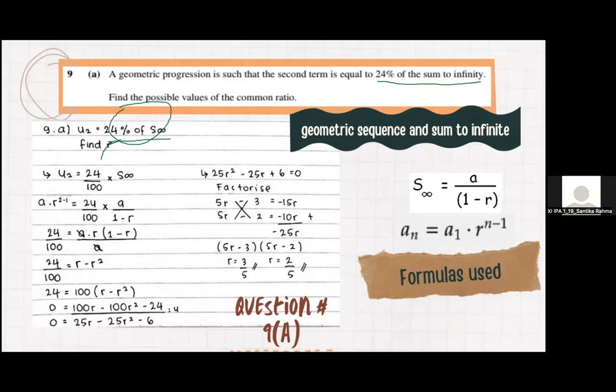After that, we can insert the formulas for second term and sum of infinity. To find second term, we use a times r to the power of 2 minus 1. And the formula for sum of infinity is a over 1 minus r. And so we move the a over 1 minus r to the second term place. On one side, it'll be 24 over 100. And on the other side, it'll be a times r times 1 minus r over a.